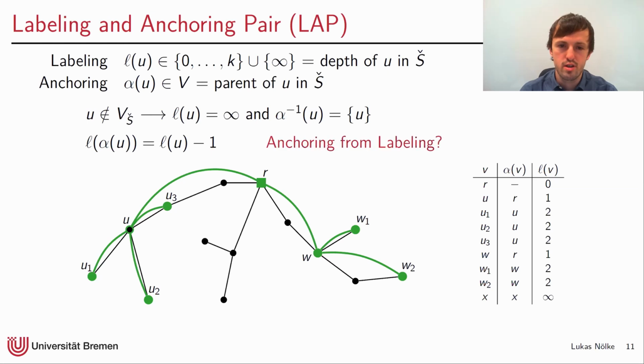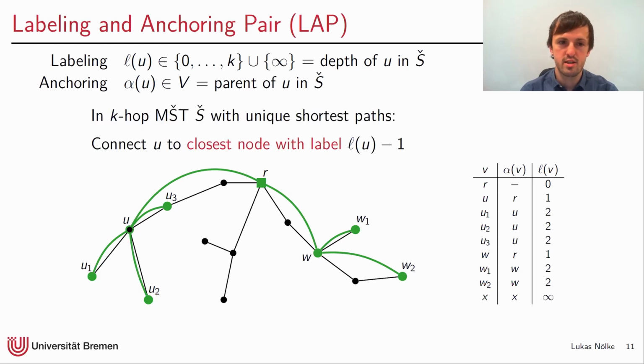However, does this also work for the other direction? And the answer is, it depends. Well, if we're talking about a Steiner tree that is optimal, that has minimum cost, and where the shortest paths are unique, then we can also produce again an anchoring from a labeling simply by connecting a vertex U to the closest node that has a label of 1 less than U. And we can in fact assume the shortest path to be unique by simply applying some small epsilon noise to the distances in the metric space.